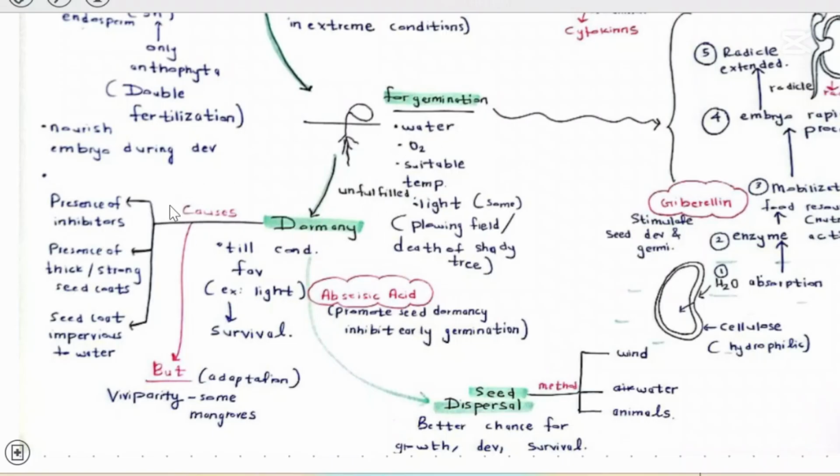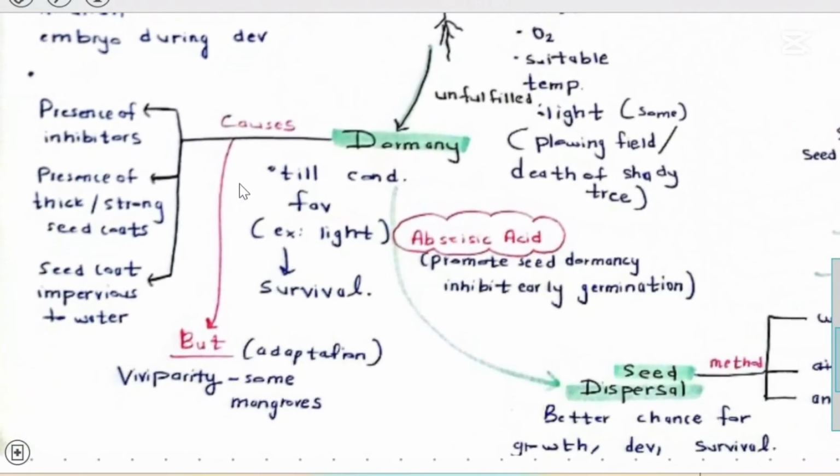How is water not sufficient? In what situation is oxygen not sufficient? There has to be some situation, no? So, for example, if there are inhibitors, they don't allow these factors to be fulfilled. Or if there is a thick or strong seed coat, we know oxygen cannot go through, and the suitable temperature can also not be maintained, and also water.